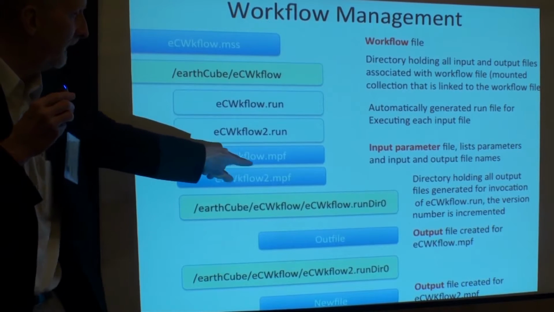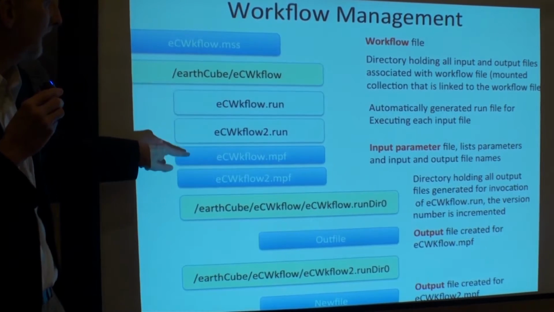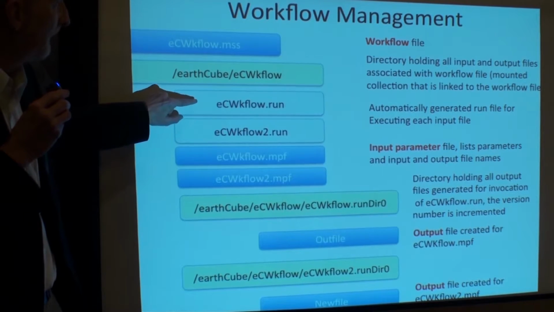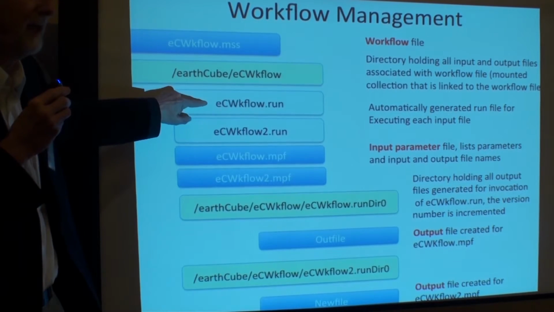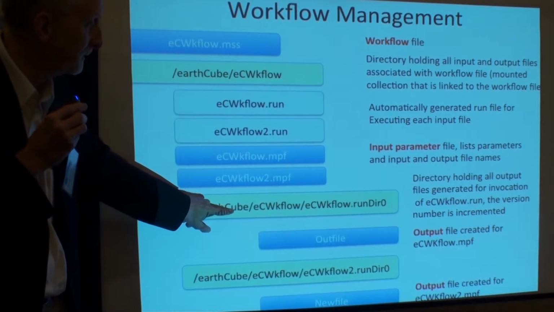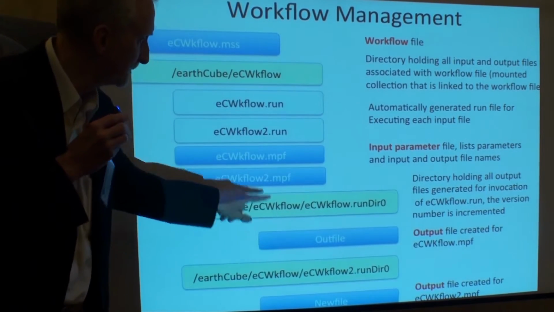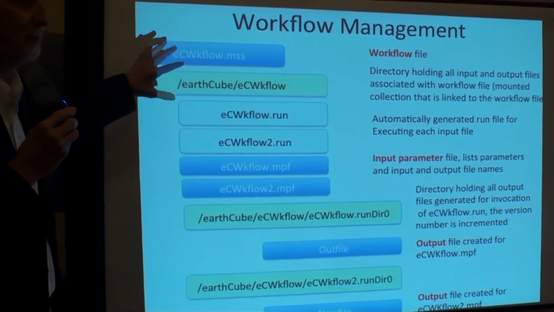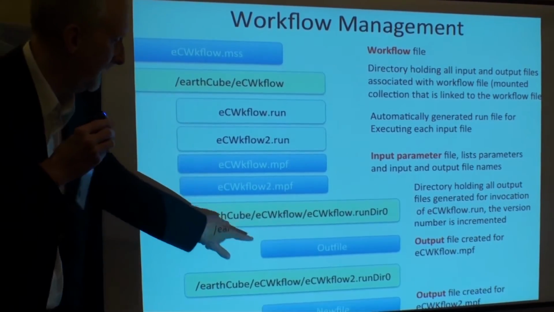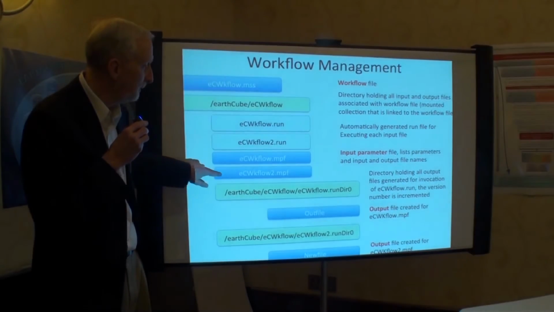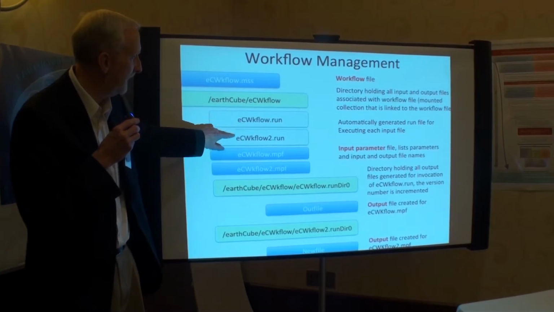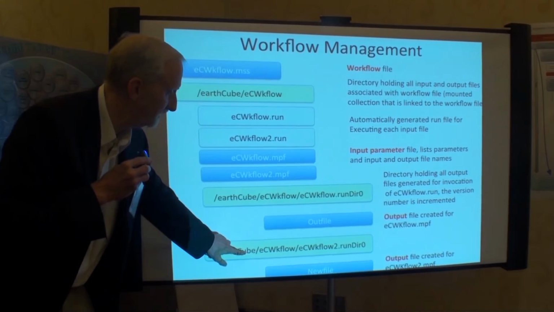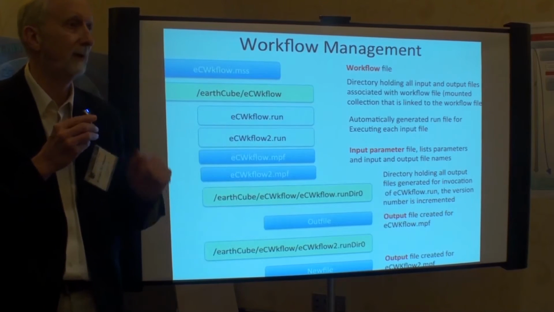If I put an input file, a parameter file, into this directory, the system automatically generates a run script. When I execute that run script by just getting it, it'll automatically generate a directory, store the output files associated with that input file, and now I have automated the links between the workflow, the input, and the output. If I put a new input file in here, the system automatically generates the new run file. If I execute it, it'll automatically generate the new output directory and store the output files.